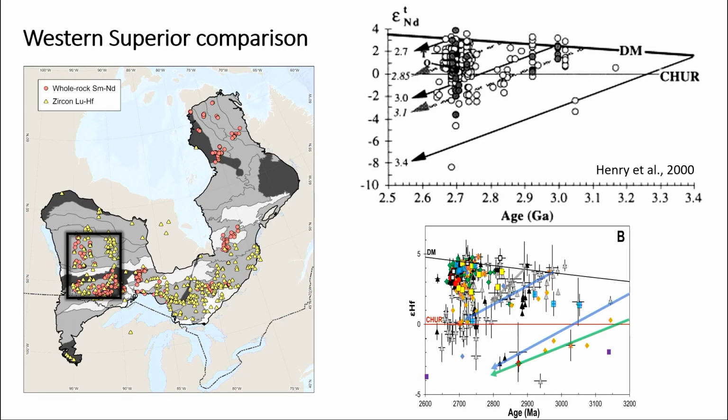And so this is just another comparison highlighting that. This is from Henry et al. 2000, where they've done whole rock neodymium as well as zircon uranium lead dating. And what you find is that they found the exact same pattern with whole rock neodymium data that we found with the zircon hafnium data. And so this just shows that we've done some hard science. When you do hard science, it comes out the same every time. It doesn't matter what you do.